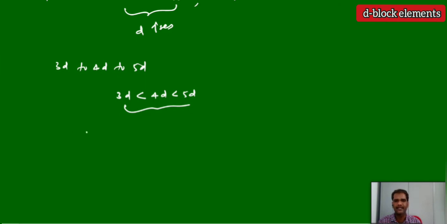Scandium has a very low density. You can observe that the lowest density element in the D block series is scandium. It has a density of almost 3.43 gram per ml.